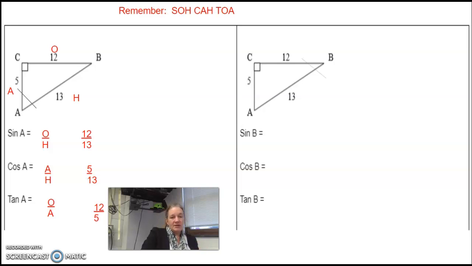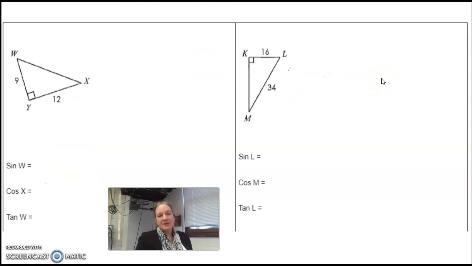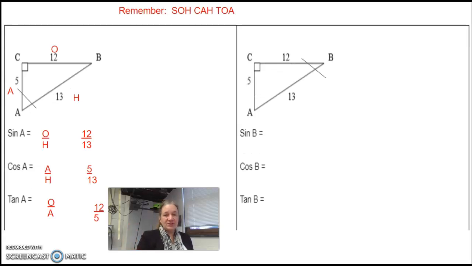Okay? All right. So now what I want you to do is label side B. We're going to do this for B, and you're going to do that on Edpuzzle. So go ahead and finish that problem off on Edpuzzle.